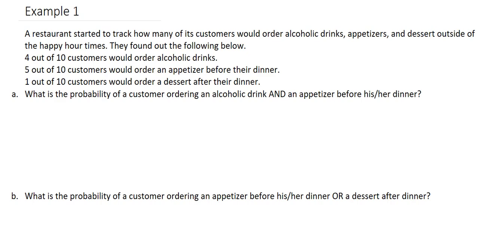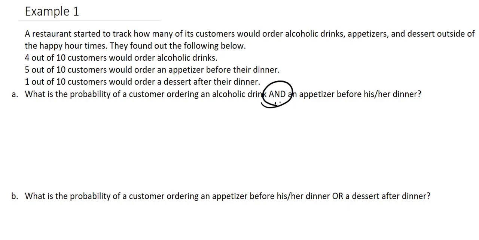So example 1. A restaurant started to track how many of its customers would order alcoholic drinks, appetizers, and desserts outside of the happy hour times. They found out the following below. So 4 out of 10 customers would order alcoholic drinks, 5 out of 10 customers would order an appetizer before their dinner, and 1 out of 10 customers would order a dessert after their dinner. So what is the probability of a customer ordering an alcoholic drink and an appetizer before his or her dinner?